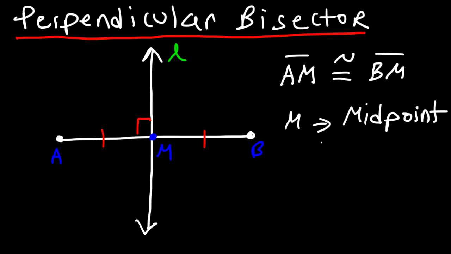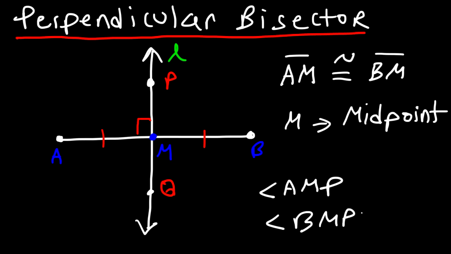And you could also say that angle, let's add some points here. So let's call this point P and point Q. So we could say that angle AMP and angle BMP, these are right angles. So perpendicular bisectors are lines that bisect a segment into two equal parts, and they form right angles with that segment.